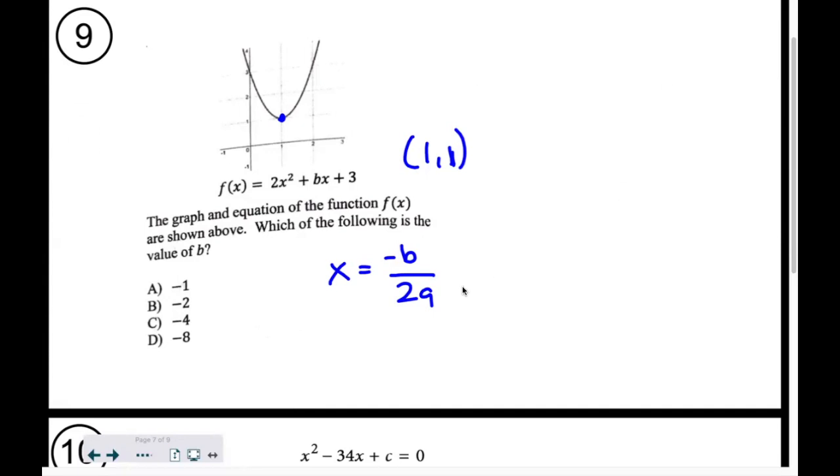The x coordinate of the vertex is negative b over 2a. And we know the x coordinate of the vertex is 1. So simply all we have to do is 1 equals negative b. Well, b here is b, so it's still negative b. And 2a is 2 times 2, which is 4. And then all we have to do is solve. So 4 equals negative b, which means b is negative 4. All right. So again, stopping one step early or two steps early is another way to save time. Desmos would work fine here, but I think that this way could help you do it a little more quickly.